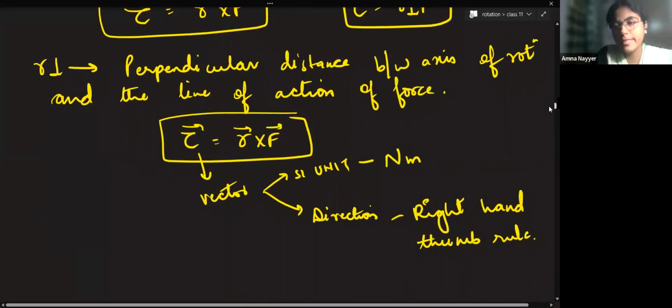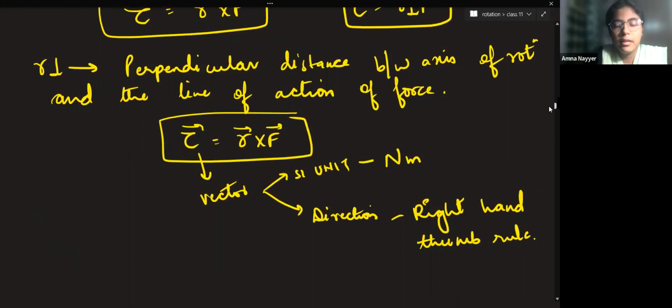See class here. Radius, the SI unit is meters, fine. And the SI unit of force is Newton. So the SI unit of torque becomes Newton meter. This is the SI unit of it.